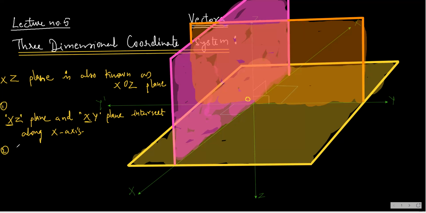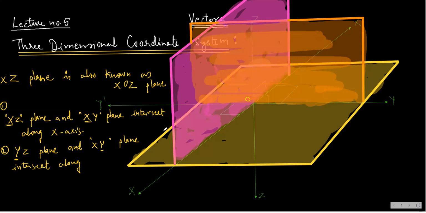Next is the YZ plane and the XY plane. They intersect along, see, YZ, you've got Y here, XY, you've got Y here. Which is the YZ plane? The YZ plane is the vertical plane. You remember I showed that vertical plane here. See, this is the YZ plane.